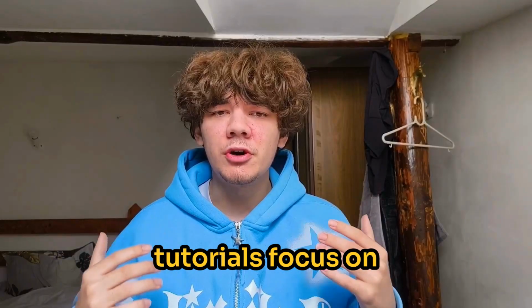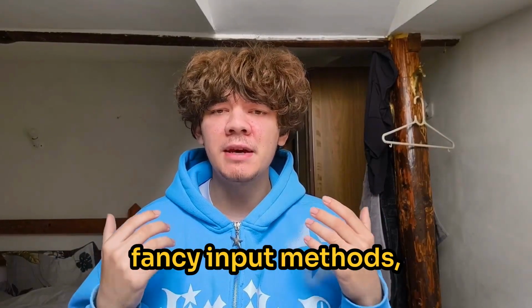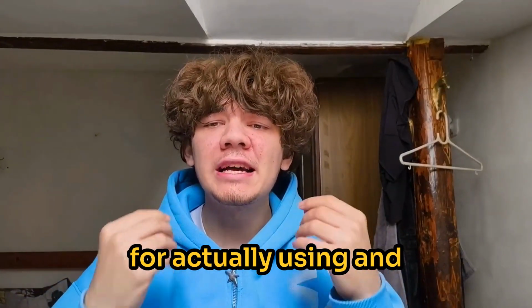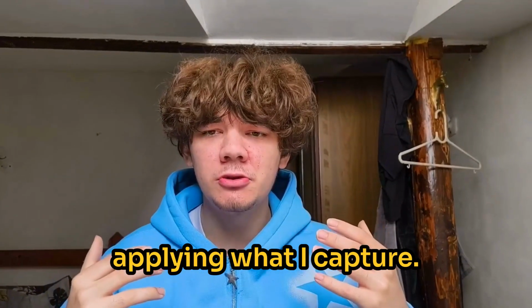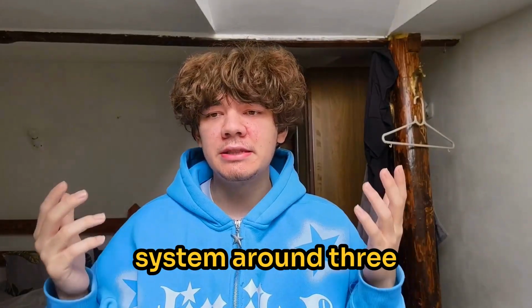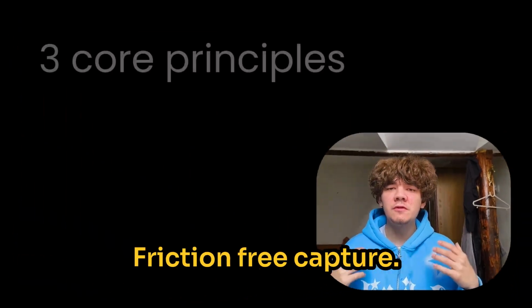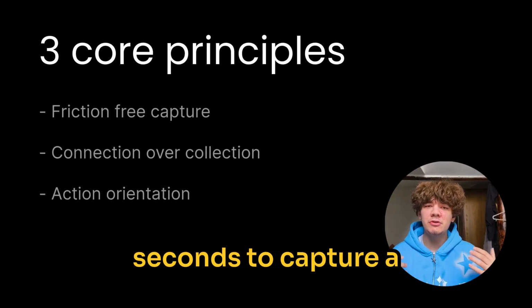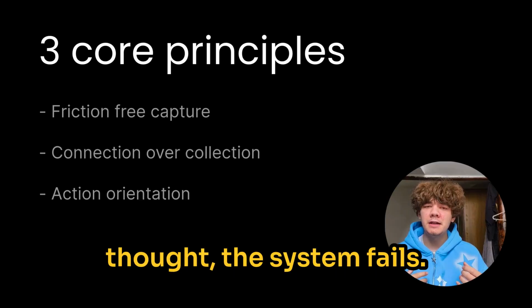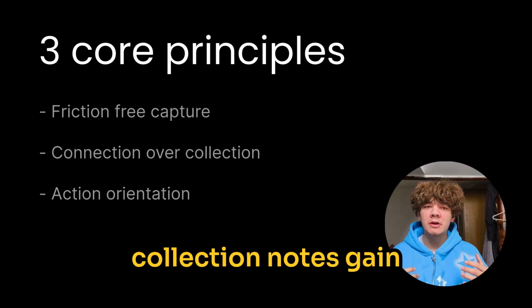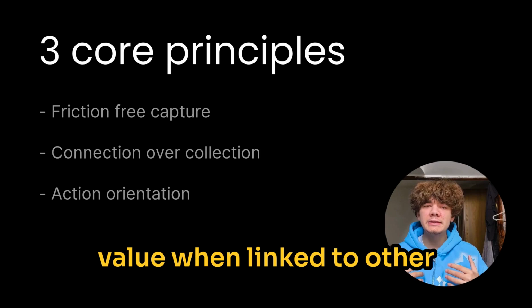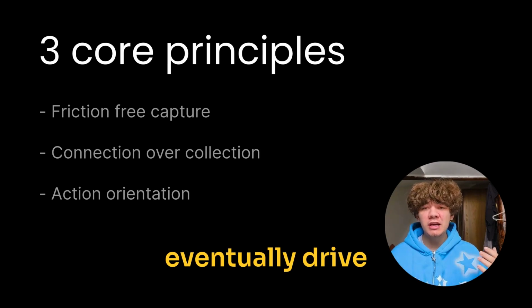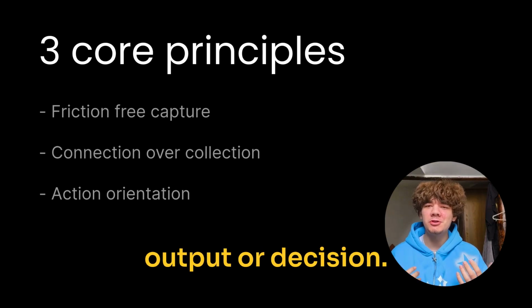Most Obsidian tutorials focus on fancy input methods, but I realized I need to design for output, for actually using and applying what I capture. So I rebuilt my entire system around three core principles. Friction-free capture. If it takes more than 3 seconds to capture a thought, the system fails. Connection over collection. Notes gain value when linked to other notes. Action orientation. Every note should eventually drive some form of output or decision.